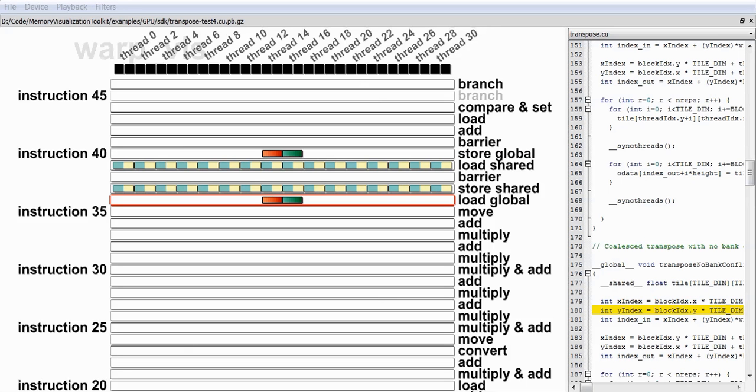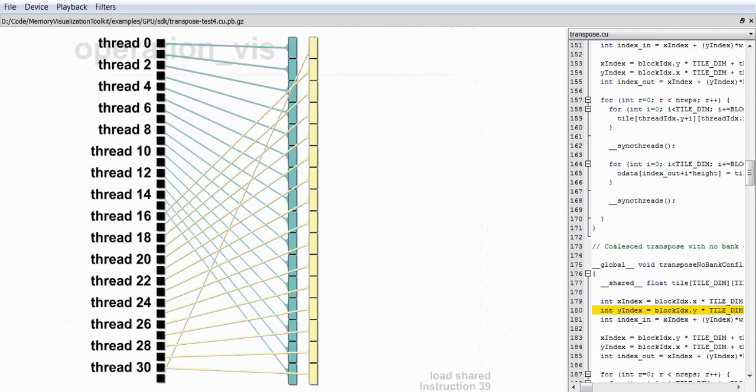The final version of the algorithm corrects this performance problem by padding the shared memory. Looking at the operation, which was previously conflicted, now shows good performance.